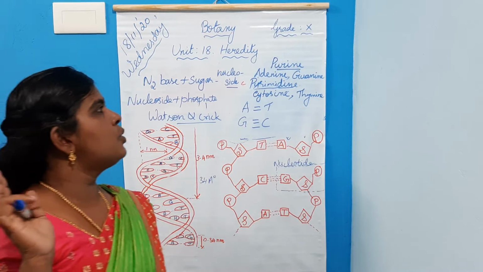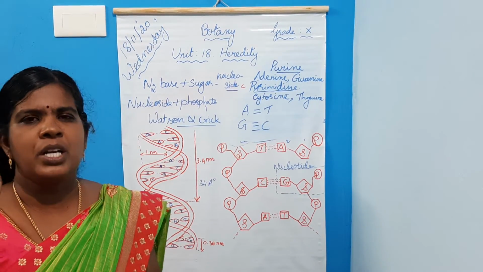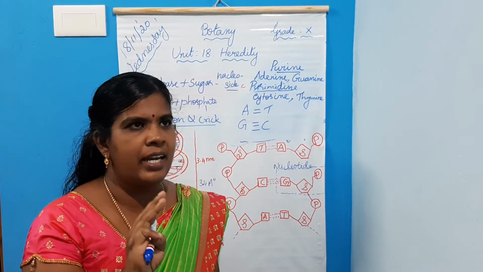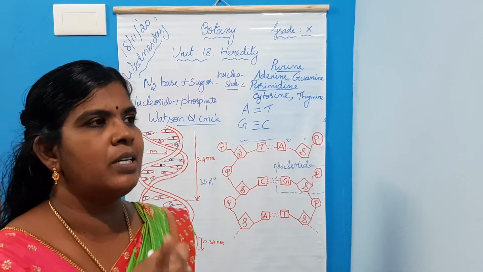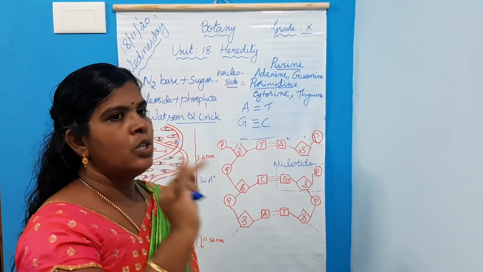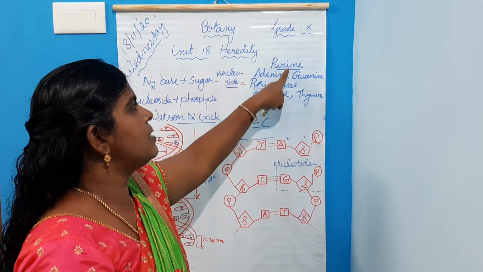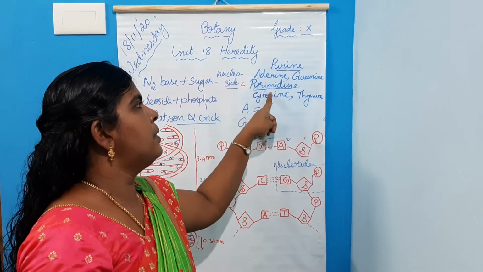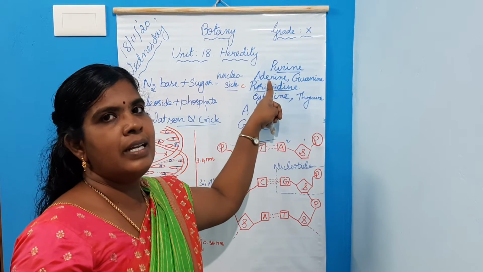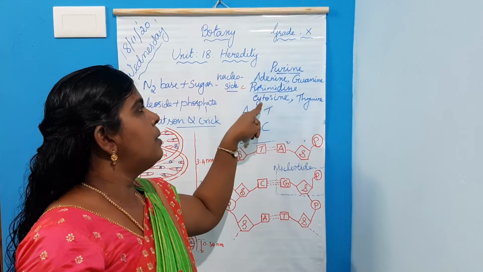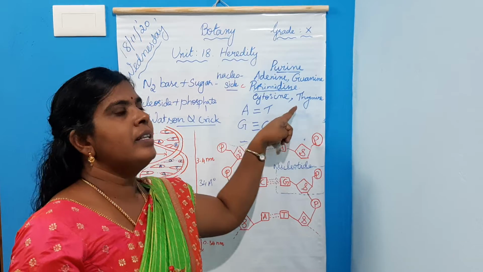What are the three important constituents of DNA? Nitrogenous base, sugar and phosphate. What are the two types of nitrogenous bases found in DNA? Purines and pyrimidines. The purine bases are adenine and guanine; the pyrimidine bases are cytosine and thymine.